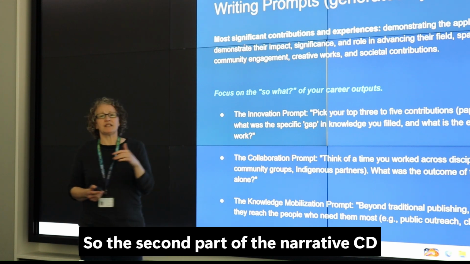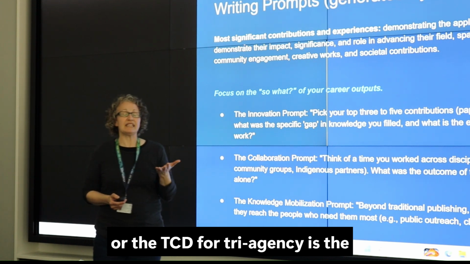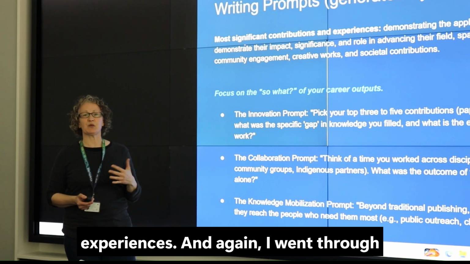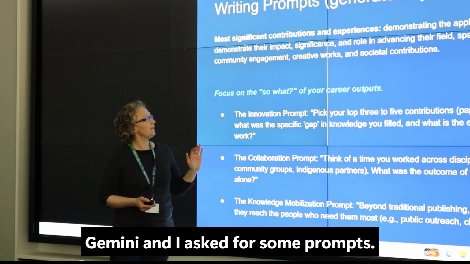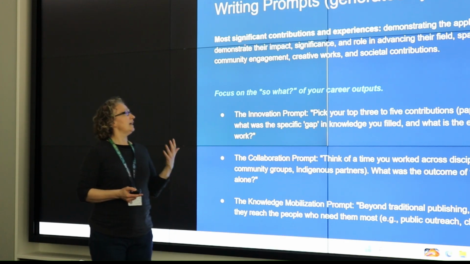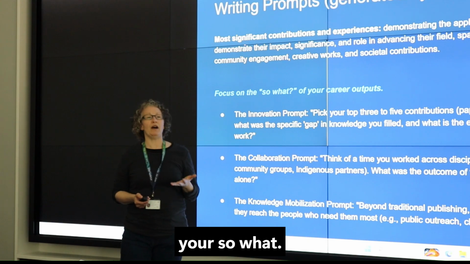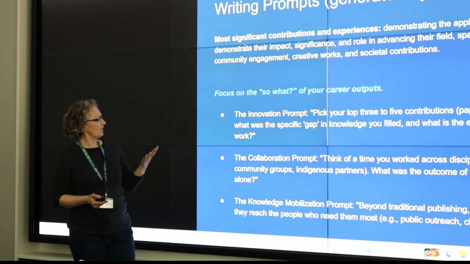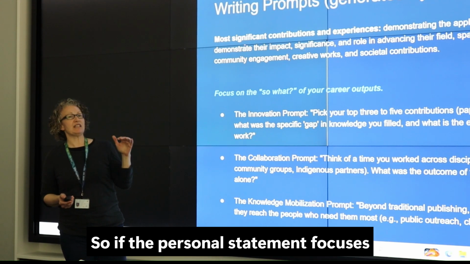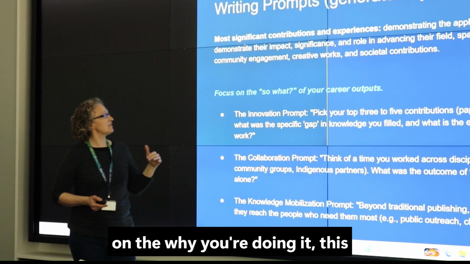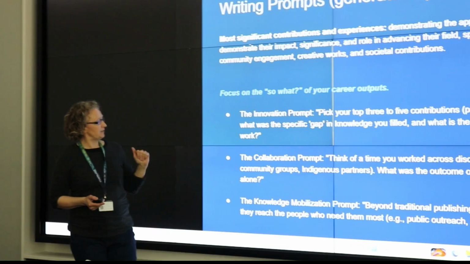So the second part of the narrative CV, or the TCV for a tri-agency, is the most significant contributions and experiences. And again, I went through Gemini and I asked it for some prompts. This section should really focus on your so what. If the personal statement focuses on the why you're doing it, this section focuses on so what.